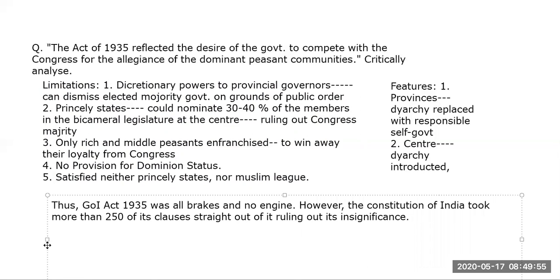It has been criticized by statements like the Government of India Act was all brakes and no engines. However, once we gained independence, the Constitution of India that we ended up adopting took more than 250 of its clauses straight out of it, ruling out its insignificance. With this, we come to an end.